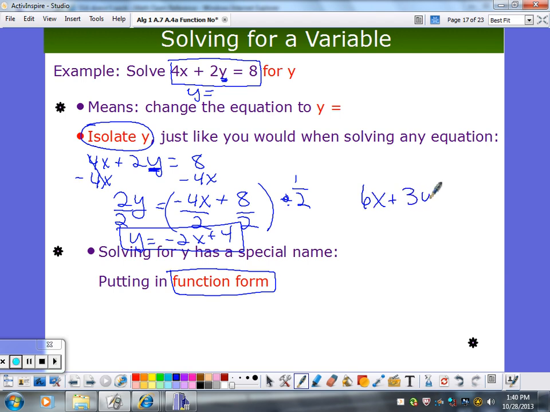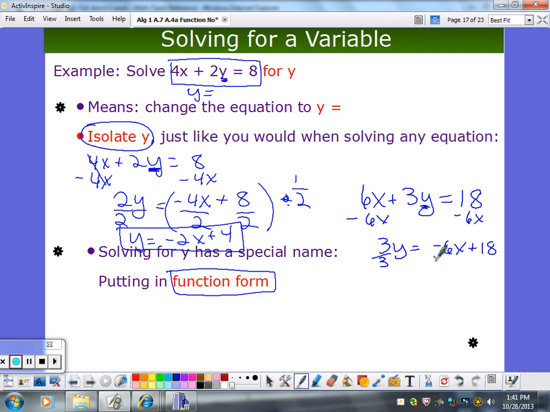6x plus 3y equals 18. How do I solve this? Put it in function form, because I want y by itself. 3y equals, now put the x term first. Be careful with signs. He's negative, he's negative, he's positive. Then what?